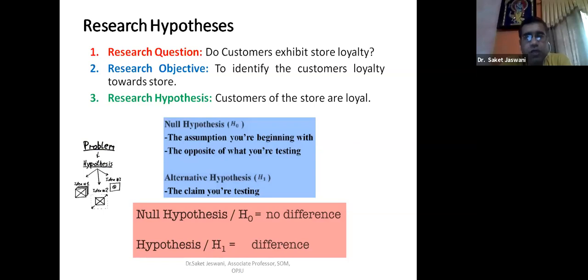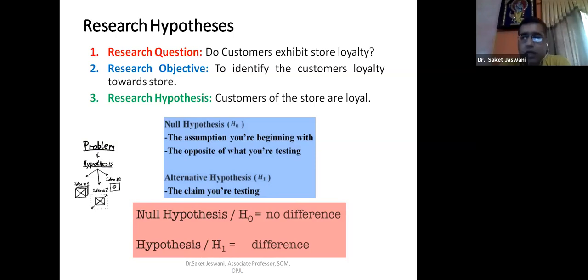For this research question, I raised an objective: to identify the customers' loyalty towards my store. To fulfill this objective, I formulated a hypothesis: customers of the store are loyal. I want to prove that the customers who visit my store do not come by chance, but are loyal. This is the alternate hypothesis I am testing. There is no need to mention the null hypothesis because it is obvious that the opposite will be the null hypothesis. You need to understand these basic concepts before undertaking your research work. All three things, question, objective, and hypothesis, must be aligned with each other. Only then will it help you find an accurate solution for your problem.